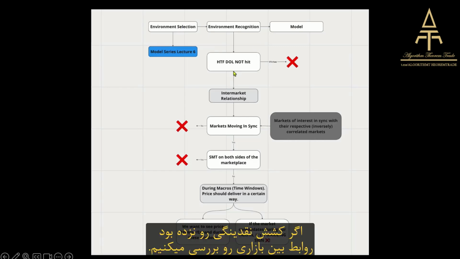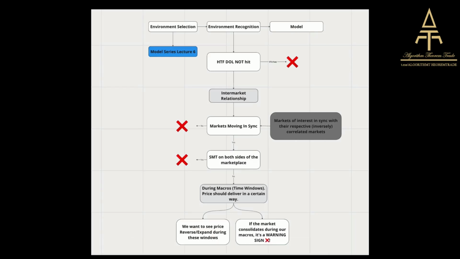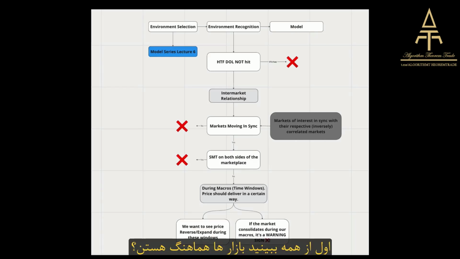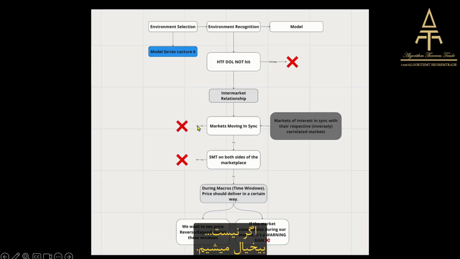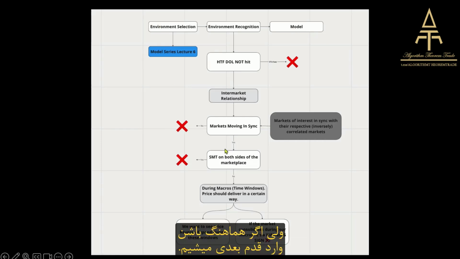If the drawn liquidity has not been hit, we move on to intermarket relationship. For intermarket relationship, there are multiple things that we will be looking at. First of all, the main thing of concern is the following. Are the markets moving in sync? Meaning, are the markets of interest in sync with their respective, between brackets, inversely correlated markets? If they aren't, we walk away and the whole sequence repeats itself. If they are moving in sync, we move on to the following.